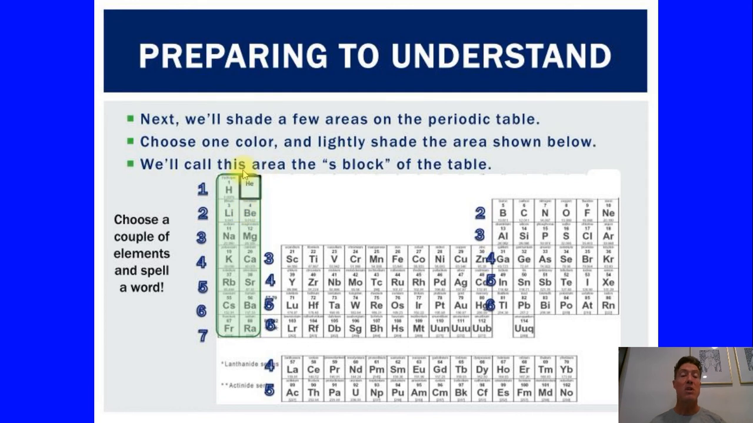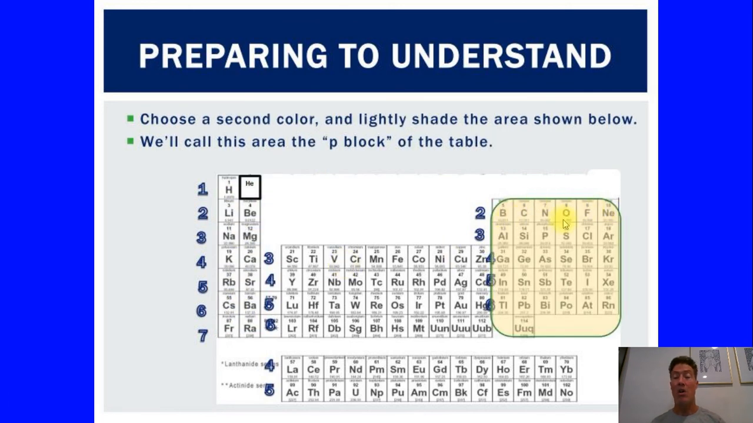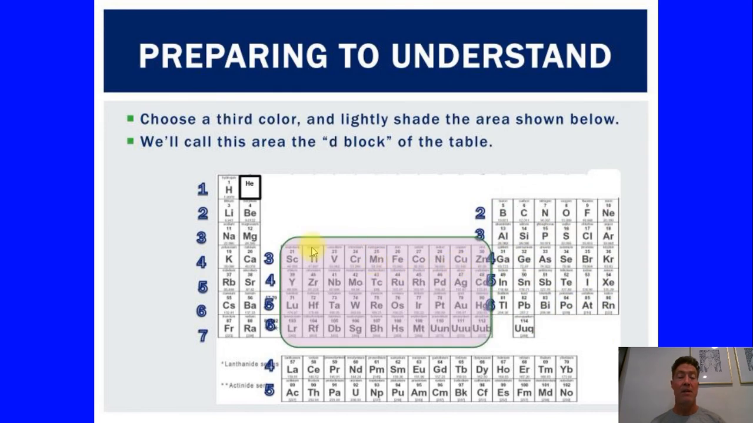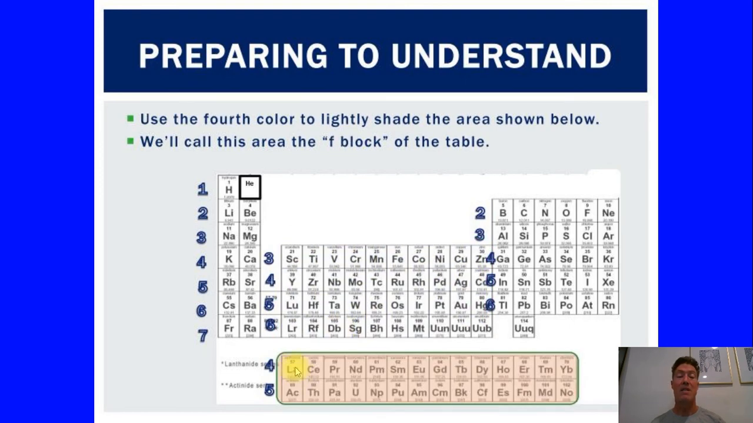And now we're going to start shading these in. So pick a color and shade all your s block elements, 1 color. And then pick another color and shade all of your p block elements. Then take another color and shade all of your d block transition elements. And then finally, with the last color, shade all of your inner transition, your f block. So this is your s block, one color, your p block, another color, your d block, a third color, and a fourth color for your f block.